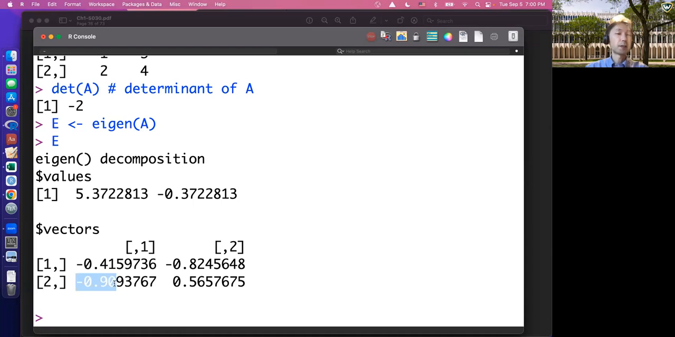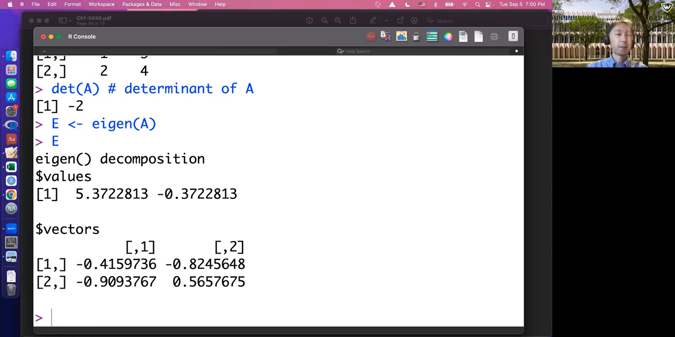So if we multiply A by this column vector, this vector is just multiplied by 5.37. So an eigenvector is a vector whose direction does not change after being multiplied by A. So if we calculate A times this vector, we get 5.37 times the same vector.